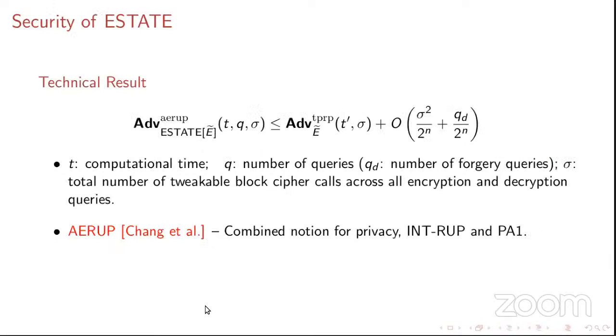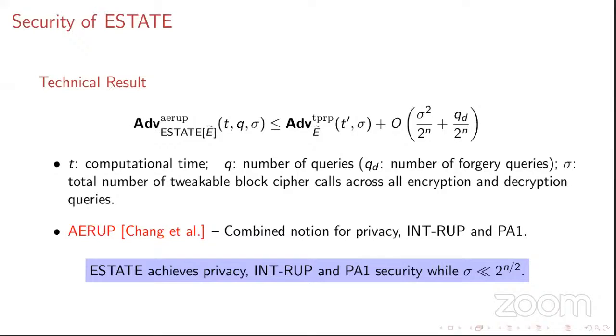In terms of security, we show that ESTATE achieves a stronger security notion of AE security called AERUP, which was again introduced by Chang et al. in this year's FSE. And this can be viewed as a combined notion for privacy, integrity under RUP, and the plaintext awareness 1 or PA1 security. And what we have shown is that ESTATE is birthday bound secure under AERUP. So it achieves all three: privacy, integrity under RUP, and PA1 security, while the total number of block cipher calls across all encryption and decryption queries is less than 2 to the n by 2.